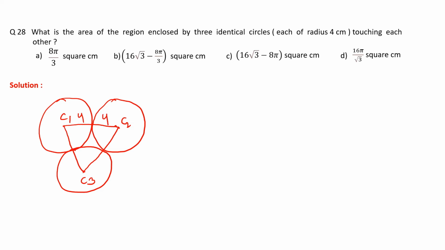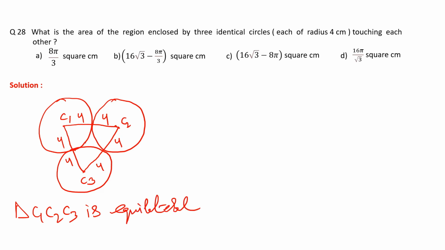Similarly, the length of the line C1C3 will also be 8 units. And similarly, the length of the line C2C3 will also be 8 units. That means I can conclude that triangle C1C2C3 is equilateral. Now, according to the question, we have to calculate the area of this shaded portion.